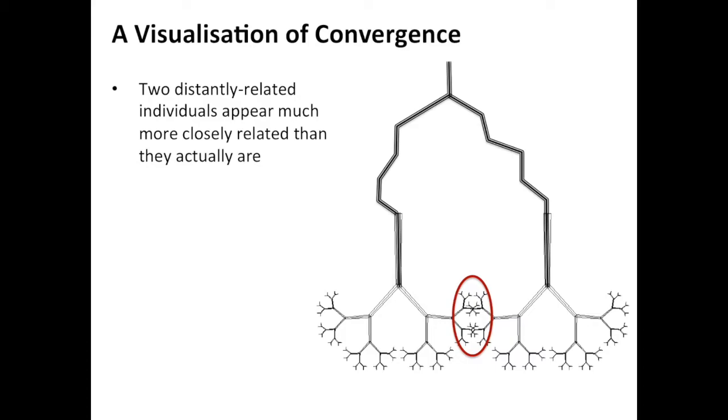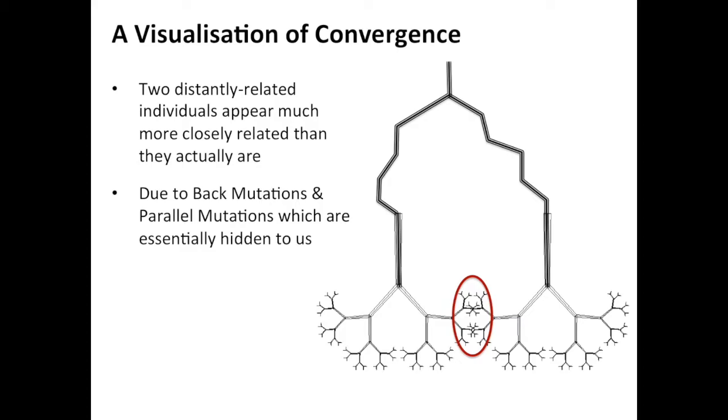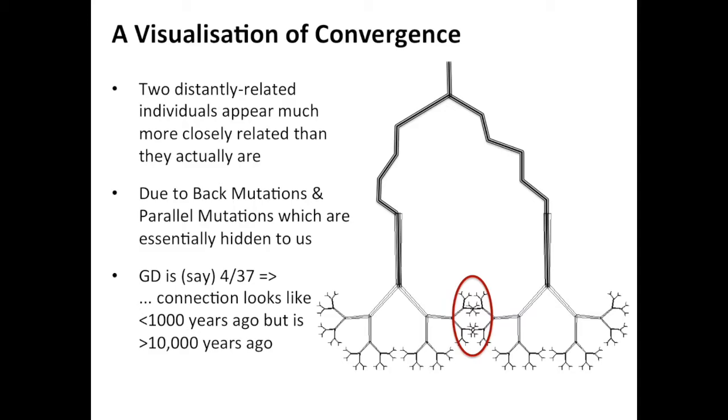So two distantly related individuals appear much more closely related than they actually are, and it's due to these back mutations and parallel mutations, which are essentially hidden from us in the present day. Because all we have is what our project members today have in their STR values. We cannot see the evolution of those present day markers to get to the present day. The genetic distance says it is, for example, 4 out of 37, but in fact the connection is a lot further back in time than it is apparently.